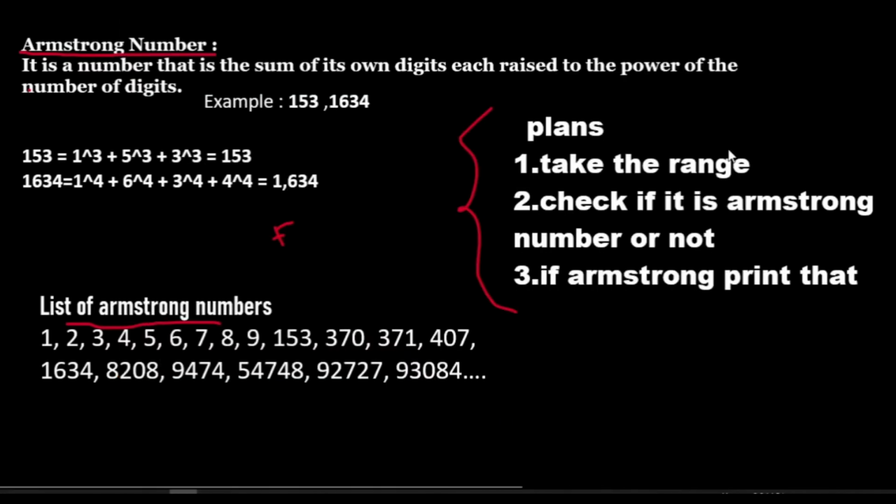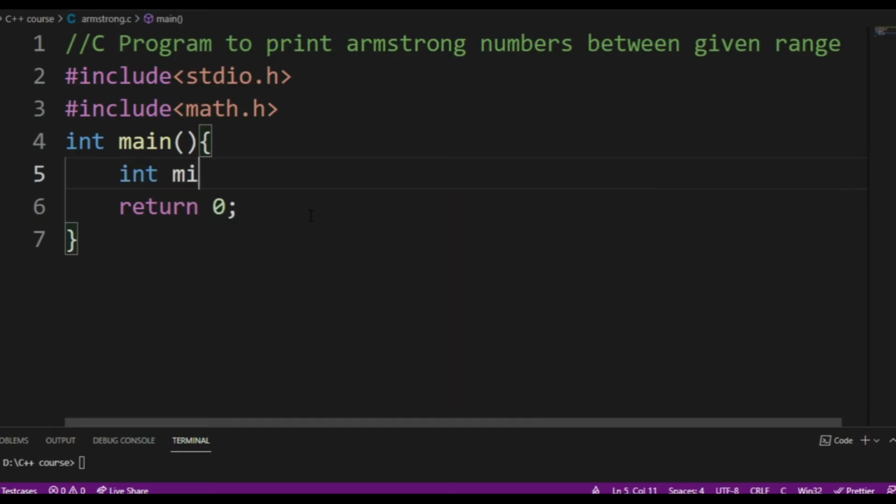So first of all, we will take the range from the user, right? After taking the range, we will check each number from the given range to see whether the number is an Armstrong number or not. If it is an Armstrong number, we will print that number, otherwise we will not print it. So let's begin this video and move to VS Code, where we will write the code and understand how this code is working.